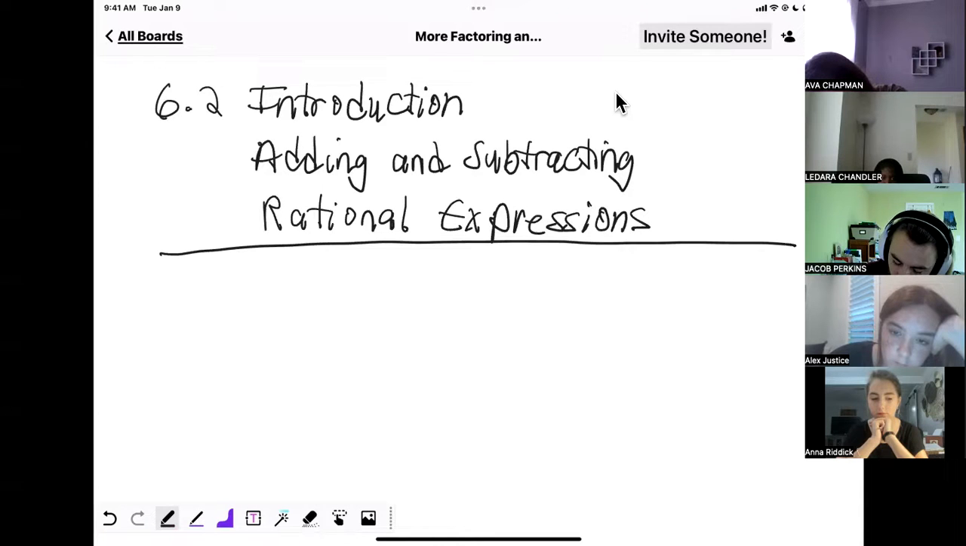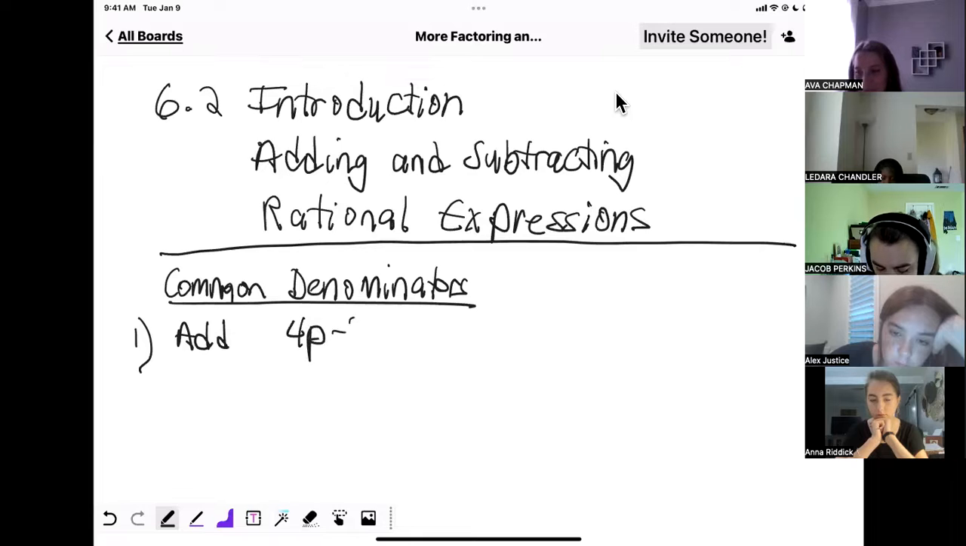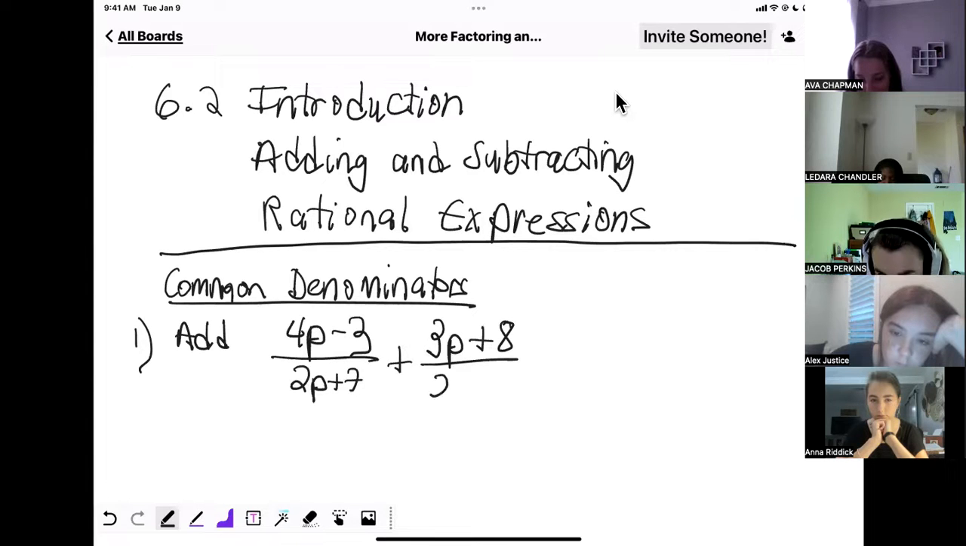Right now, we're only looking at ones with common denominators. If you can think fraction, how you do a fraction, it's done the same way. It just looks different. So we want to add. Number 1, add this rational expression: 4p minus 3 over 2p plus 7 plus 3p plus 8 over 2p plus 7. I notice both denominators are exactly the same, so we can add them.